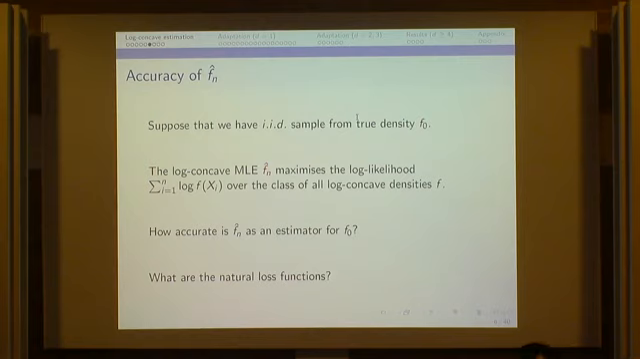And here, I'm interested in the accuracy of this log-concave MLE estimator. I want to know whether this estimator is a very good estimator for the true density f0. So I'm wondering how accurate is Fn hat, the MLE, as an estimator for the true density f0. In order to think about this question, we need to somehow measure the difference between Fn hat and f0. And in order to do that, we need to think about loss functions.